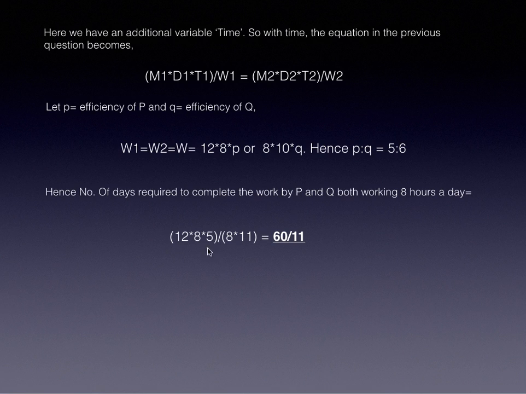Therefore, 8 into 8 cancels. 12 into 5, which is 60. 60 by 11. Therefore, P and Q, both working 8 hours a day, will require 60 by 11 days to complete the work.